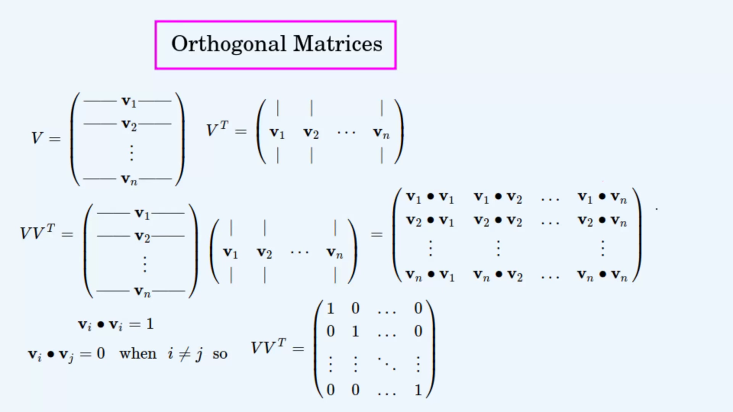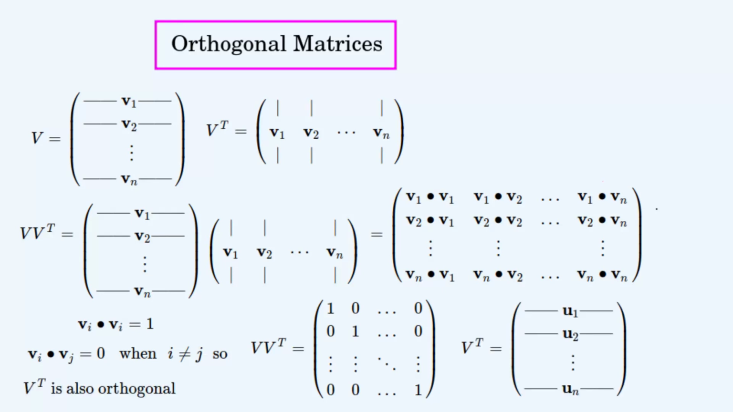Then we'll get this matrix, which is an identity matrix. We'll then say that this matrix is orthogonal if this equation is true. The transpose of this matrix can be written out like this, with row vectors, and is also orthogonal. If a matrix is orthogonal, then its transpose is equal to its inverse.